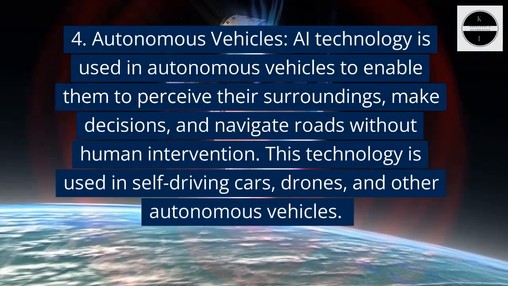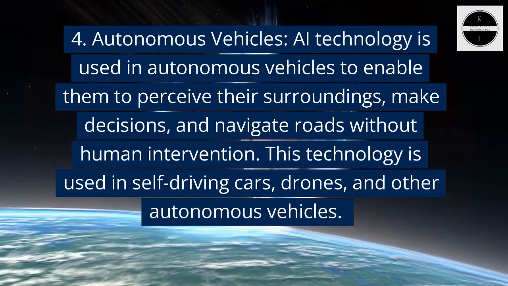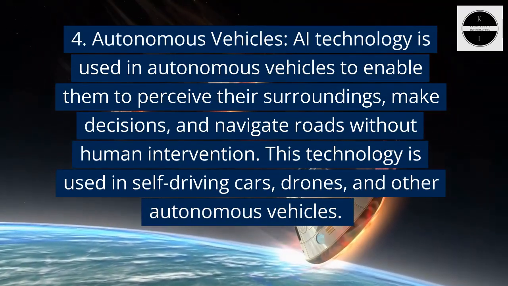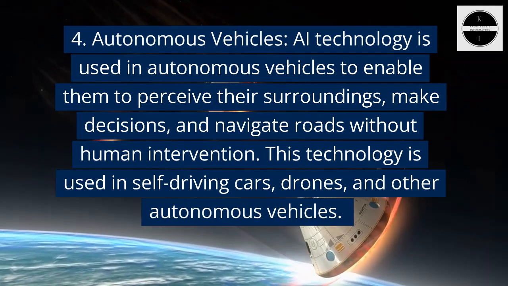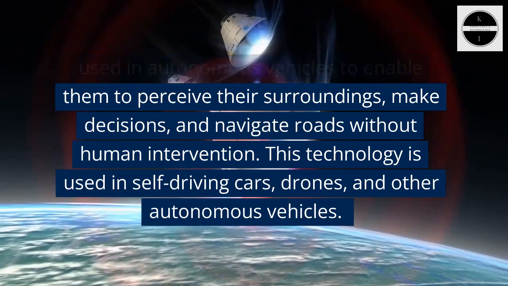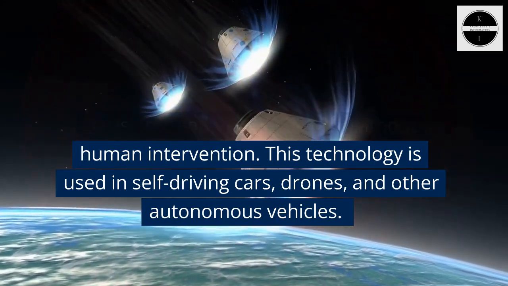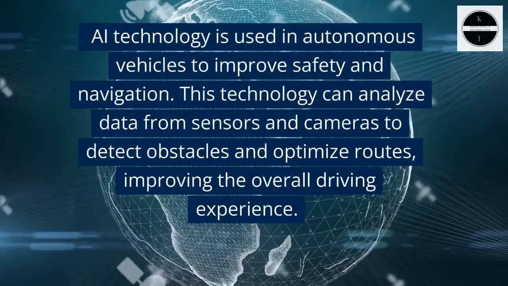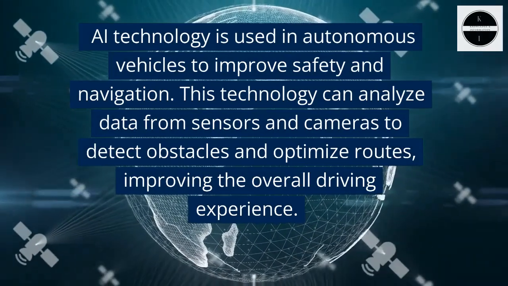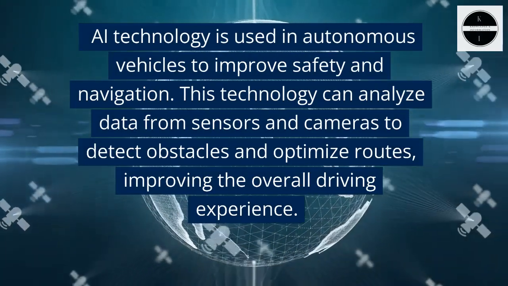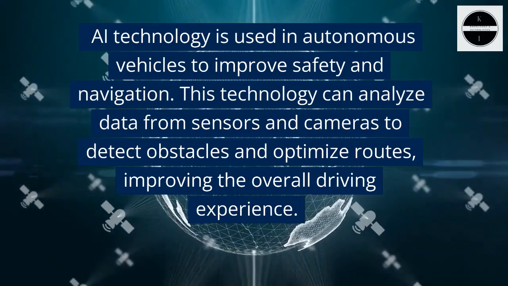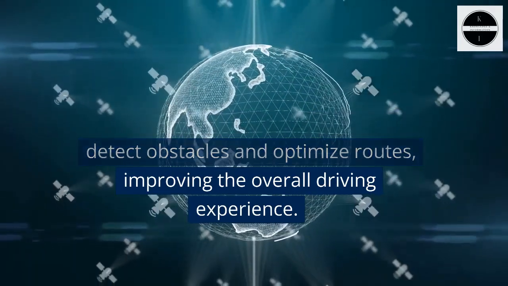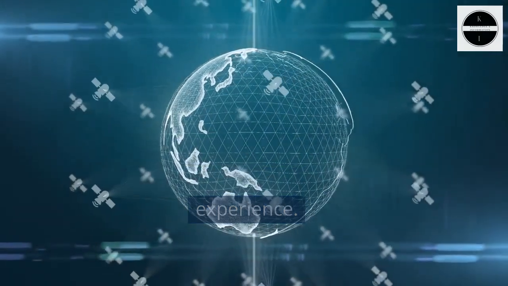4. Autonomous vehicles. AI technology is used in autonomous vehicles to enable them to perceive their surroundings, make decisions, and navigate roads without human intervention. This technology is used in self-driving cars, drones, and other autonomous vehicles. AI technology is used in autonomous vehicles to improve safety and navigation. This technology can analyze data from sensors and cameras to detect obstacles and optimize routes, improving the overall driving experience.